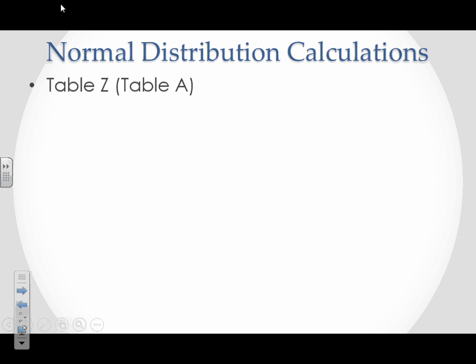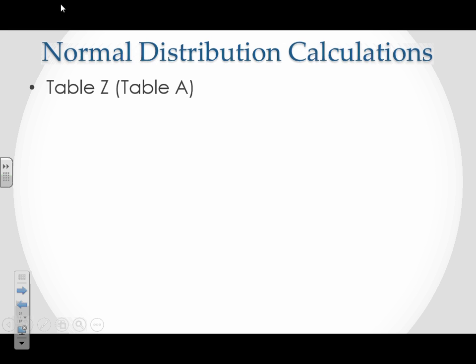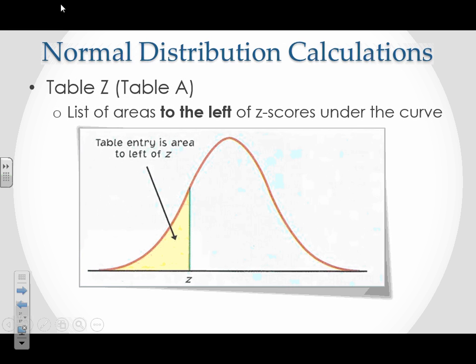Okay? So, the table. It's called either Table Z or Table A. Your book calls it Table A. If you were to look it up online, usually if you type in Table Z, you're going to have the best results as far as finding this specific table. Okay? So Table A gives you the areas to the left of your specific z-score. That is important. You want to write that down.